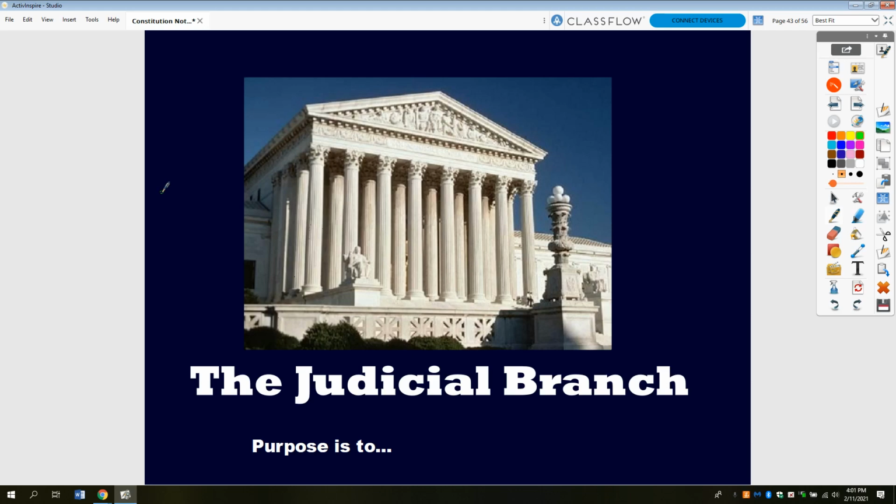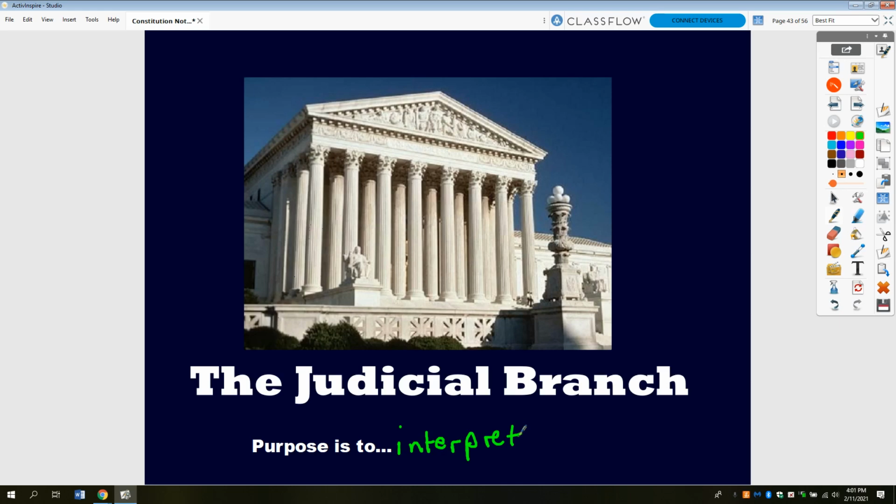Now, I think at this point, everyone should know what the judicial branch does. We know that the legislative branch makes laws. We know that the executive branch enforces those laws. And very often, what we're taught is that the purpose of this branch is to interpret laws. Now, what does interpret mean? I've said this more than once, but I think it bears saying again.